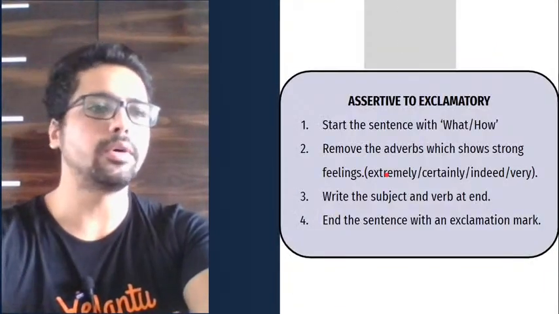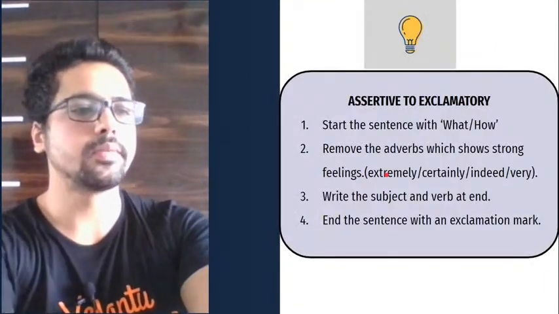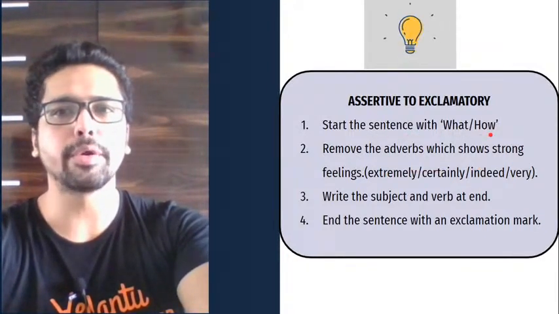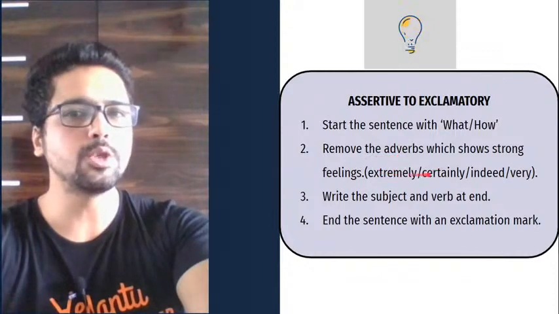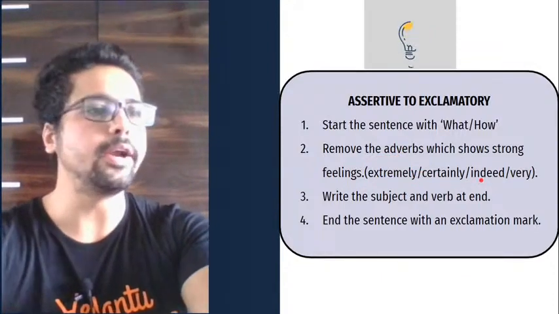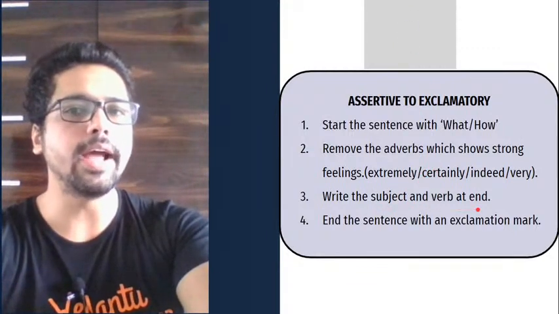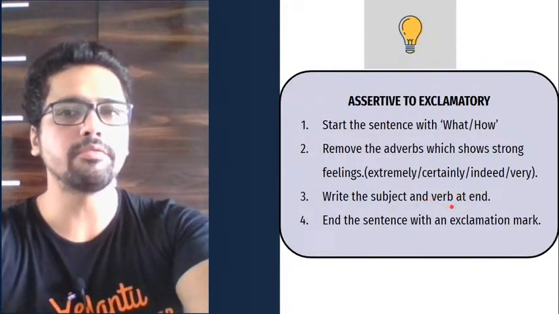So look at the steps we are following. You can take a screenshot of this. First of all, we start the sentence with what or how. The second is we remove these words: extremely, certainly, indeed, or very. And then we write the subject and verb at the end. This is a very important step. Subject and verb is written in the end.